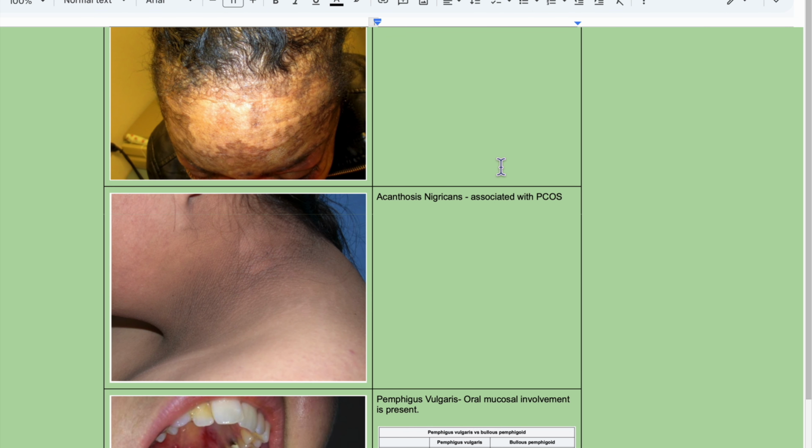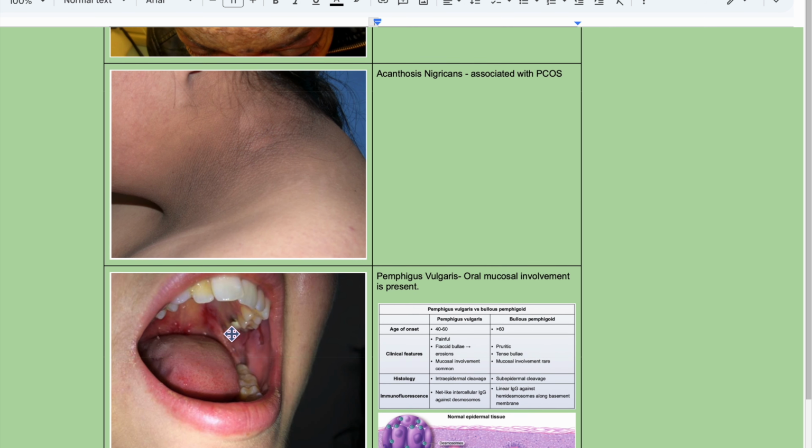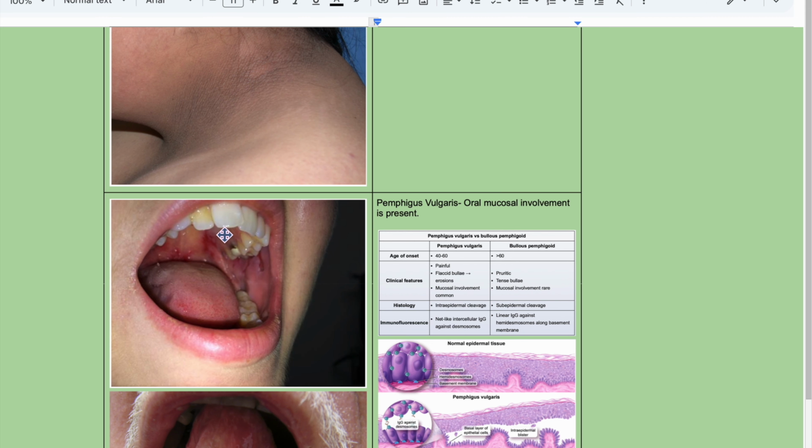or discoid lupus. This is acanthosis nigricans associated with PCOS. And then you have pemphigus vulgaris. This is oral mucosal involvement. Right there, right there, right there.